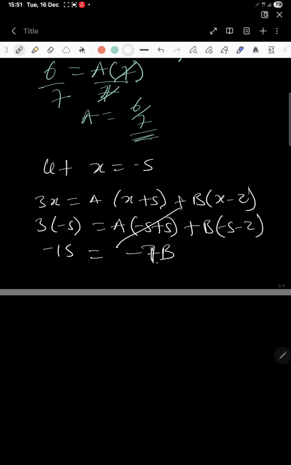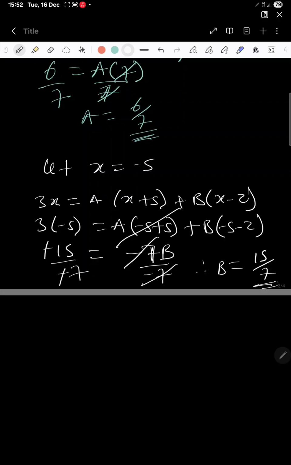And then for you to get the value of b, you divide by -7, and therefore this and that will go. Then our b will be equal to 15 over 7, because the negative and the negative will go. So we have 15 over 7, that is the value of b.